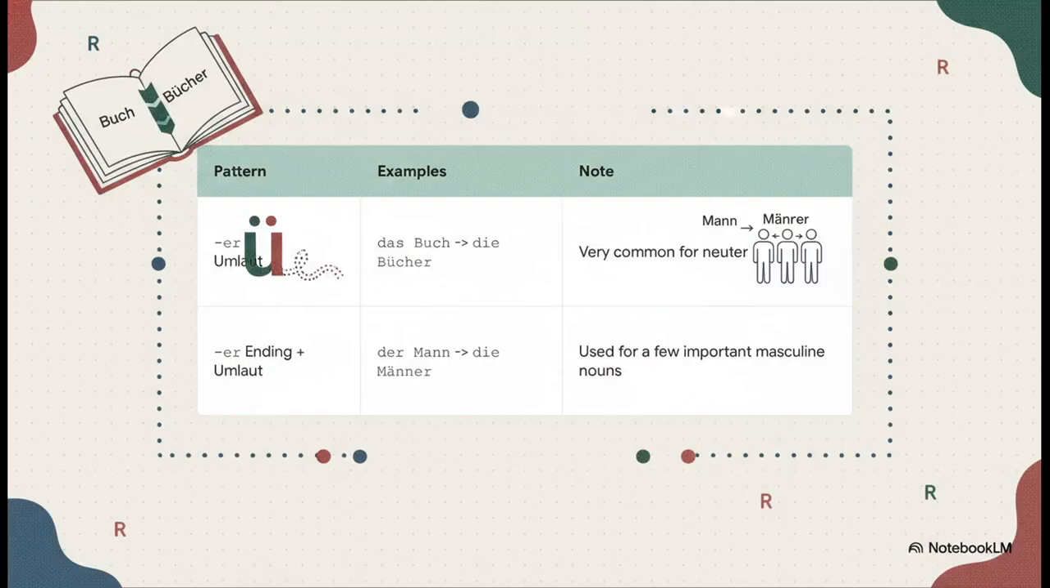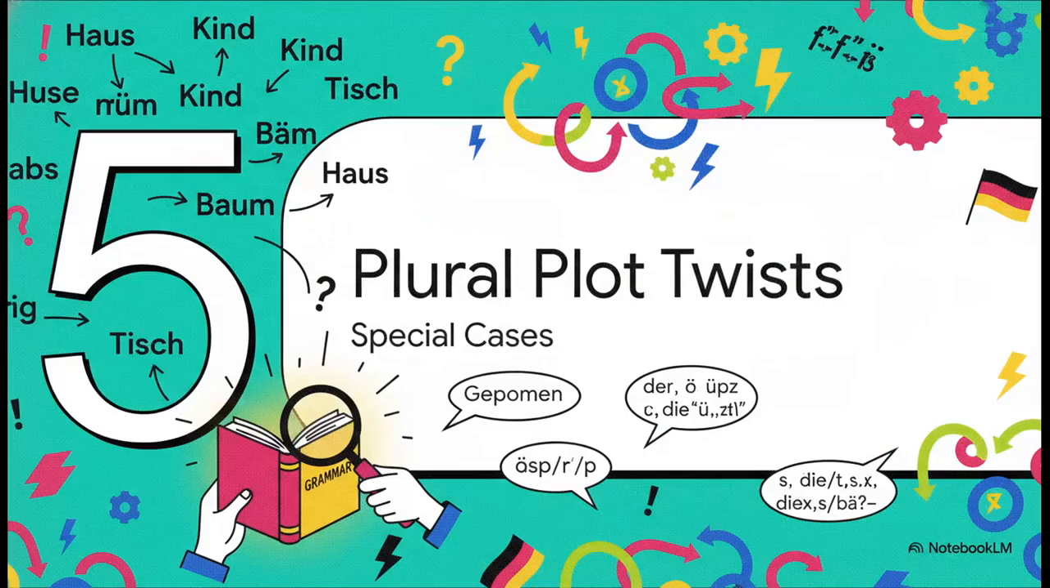And our third tricky pattern is the ER ending. Now, this one almost always comes with an umlaut. It's a classic pattern for a lot of neuter, das nouns. Hey, remember our very first example? Das Buch becomes die Bücher. This is that pattern. You'll also spot it with a few really important masculine words, like der Mann, which becomes die Männer. Okay, so we've got our 5 main patterns down.